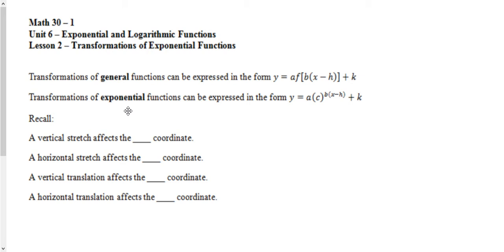So, transformations has a general function that can be expressed in this format here. This is going to be the same format that we generally have been working with all throughout Math 30-1. A is a vertical stretch, B is horizontal stretch, H is your horizontal translation, and K is your vertical translation. We're going to take all of those same variables and plug it right into this same equation here.